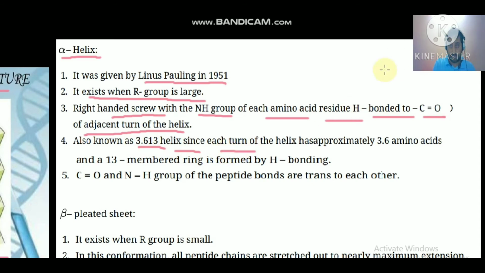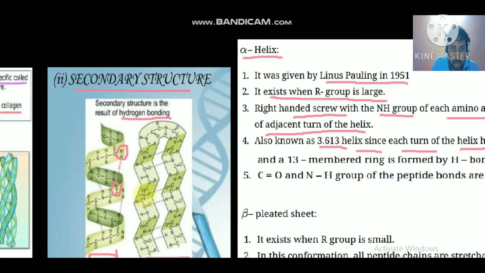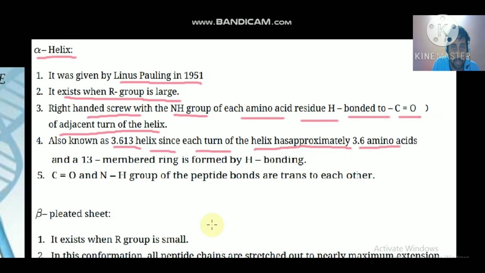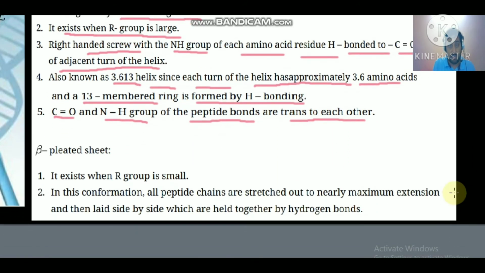It is because in one turn the helix is approximately using 3.6 amino acids. Now if you see from here to there, in one turn there are 3.6 amino acids being used. And that's why it is 3.6 helix. And the 13-member ring is formed by hydrogen bonding. Hydrogen bonding is there, and a ring with 13 members is formed. Carbonyl group and NH group of the peptide bonds are trans to each other. They are just in front of each other, opposite to each other, so that they can be hydrogen bonded.